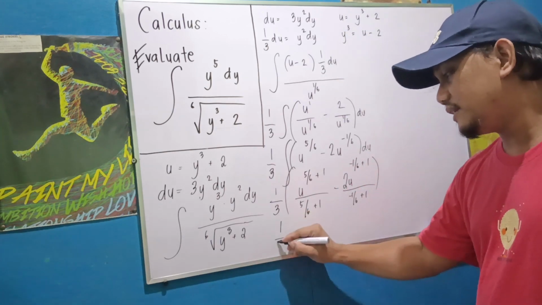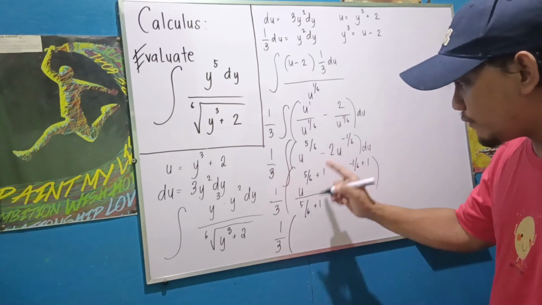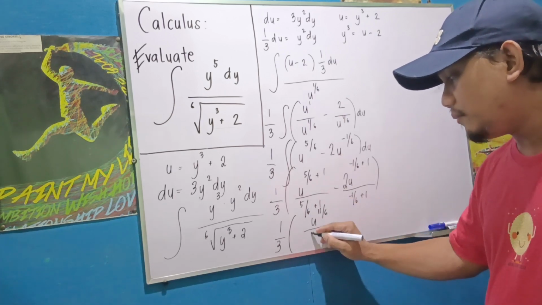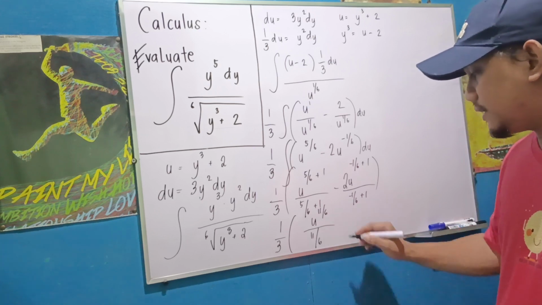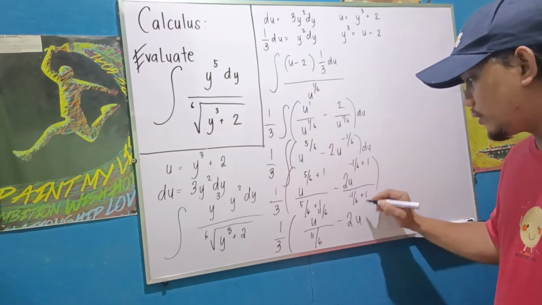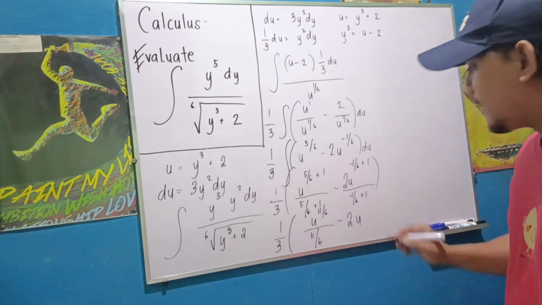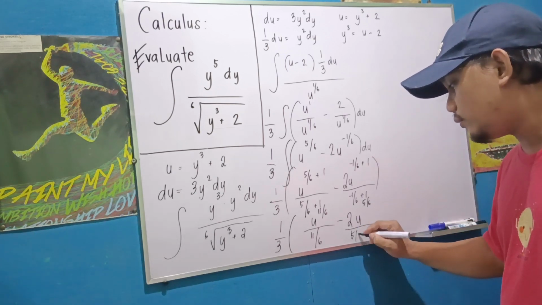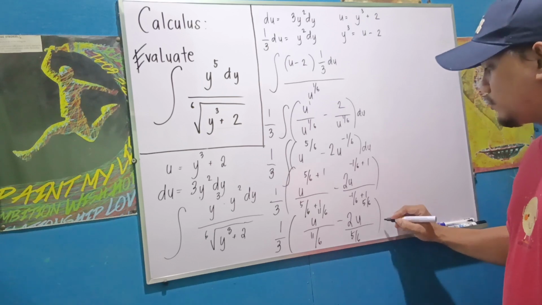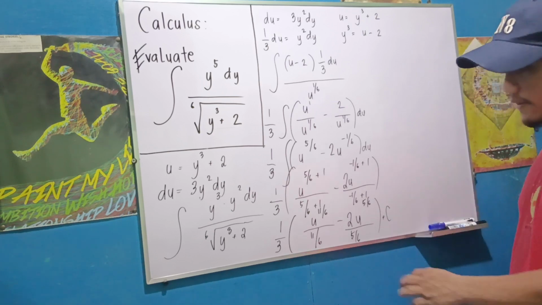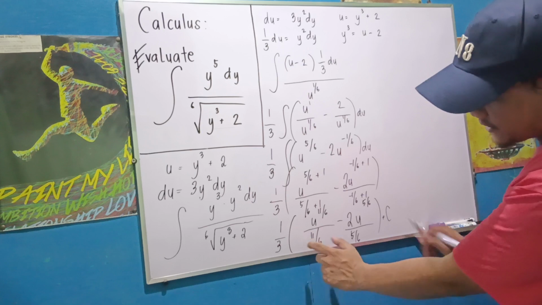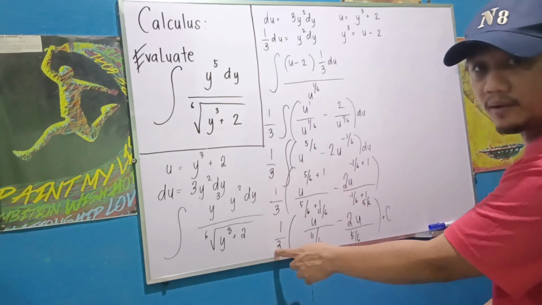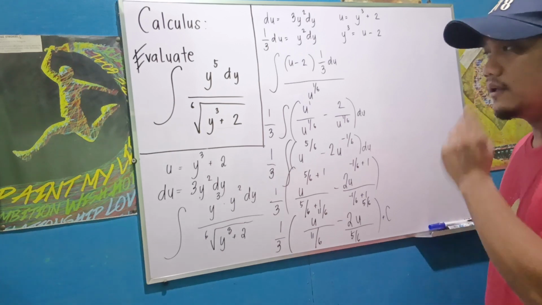So we have 1/3. Kapag sinimplify natin to, 5 over 6 plus 1, that is 11 over 6. Itong ilalim natin, 11 over 6. Minus 2, u raised to negative 1 over 6 plus 1, that is 5 over 6. Simplify natin. Itong 11 over 6, kapag inangat natin, that is 6 over 11. Kaya lang multiplied by 1/3. 6 divide 3, okay.